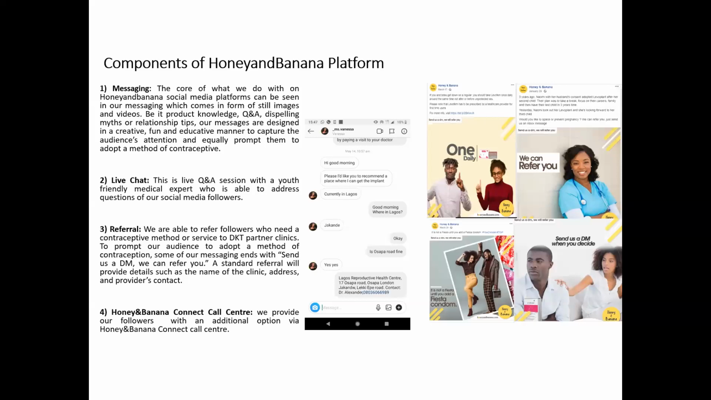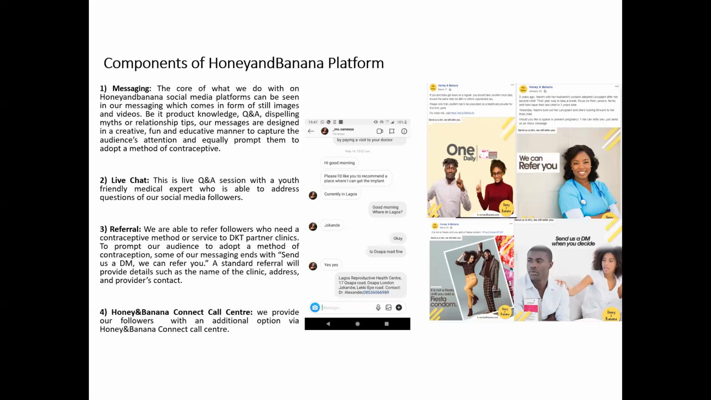Then for our live chats, most of the questions that we get from our messaging, we pick those that are most frequent or common, and then we create a live chat where we have a medical personnel come and talk to youth about this question, answer these questions as well.